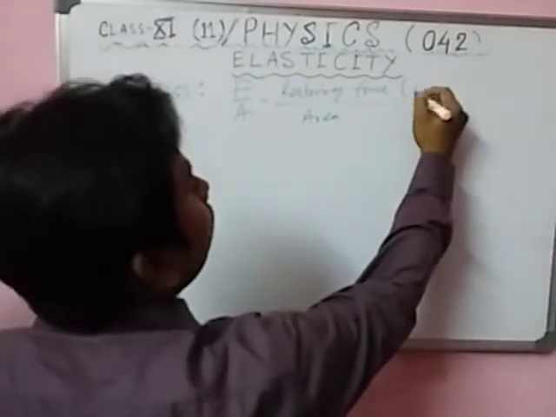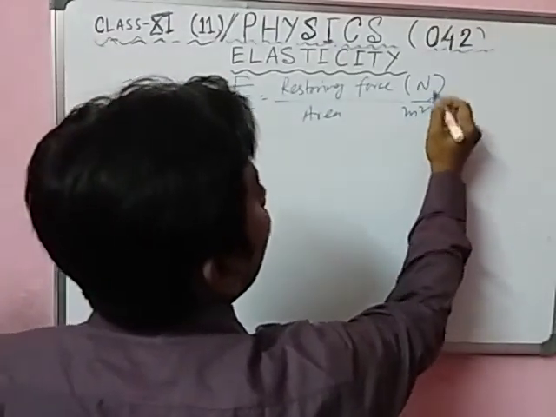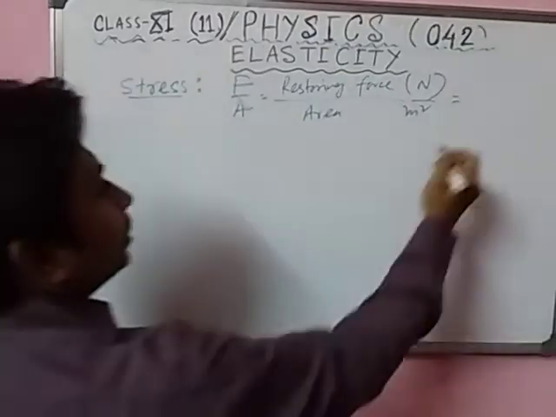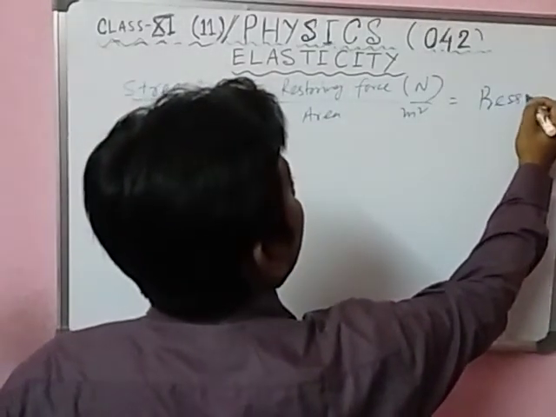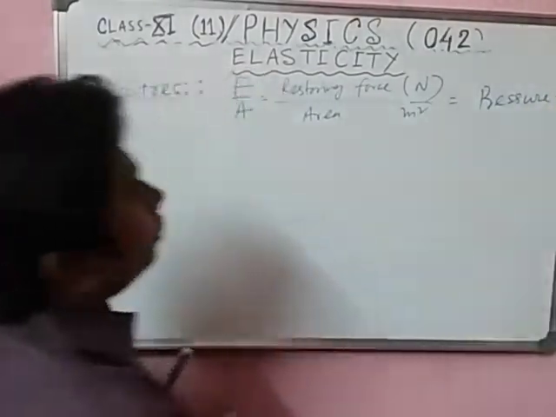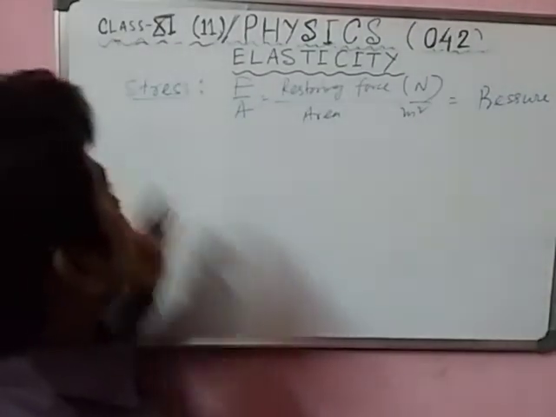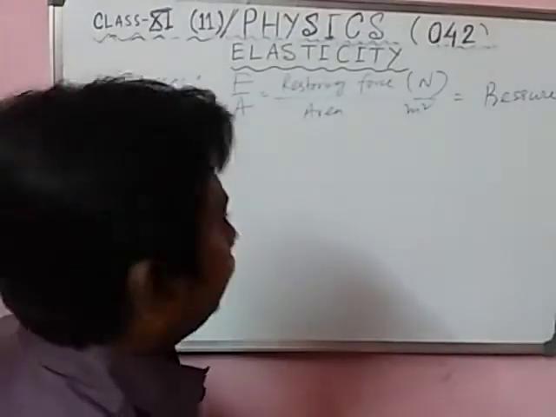Students, the unit of force is Newton and area is meter squared. So Newton per meter squared is the unit of pressure. It's nothing but a pressure. You can write Newton per meter squared, or you can write Pascal, whatever you want. So the unit of stress is the unit of pressure.